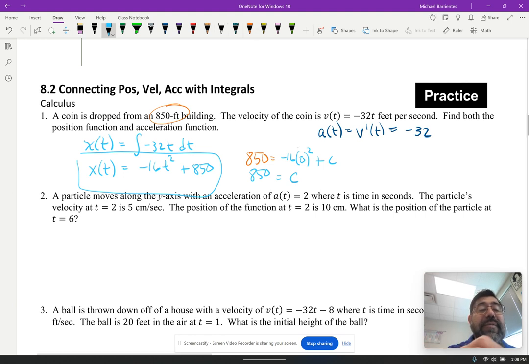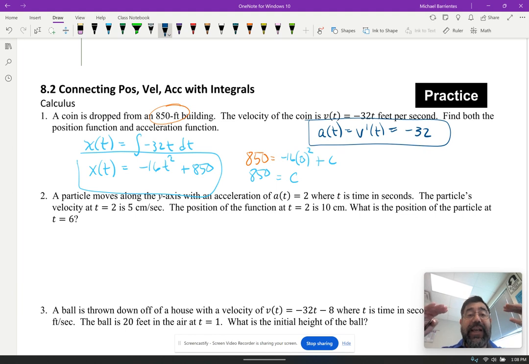And I had already found my acceleration function over here. So I started from velocity. I took the derivative. I got the acceleration. I started from velocity. I took the antiderivative, or the integral, and I found the position function. And I used the initial condition, the very specific, particular piece of information, to get the exact position function. That's number one.